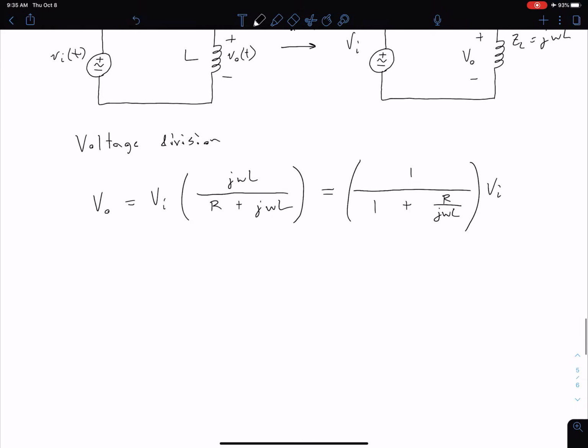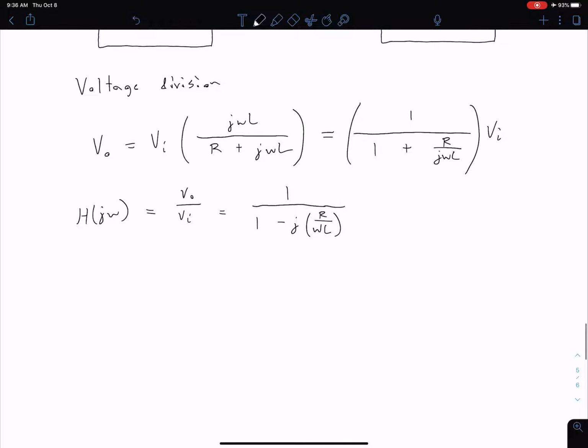Of course now we can just divide both sides by VI to find our transfer function, H of j omega, which again I'll write explicitly as V out over VI. That is equal to 1 divided by 1 plus R over j omega L. But remember we can move that j to the numerator, and we could say that's minus j times R over omega L. So we get that expression for our transfer function.